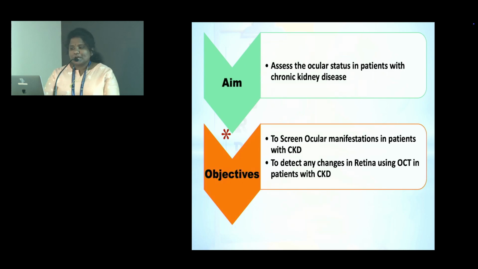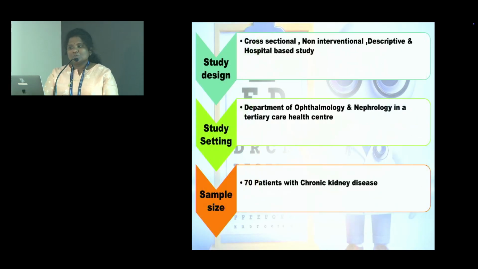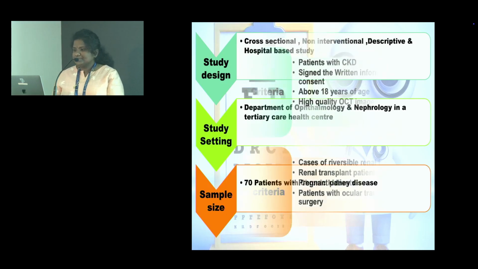Our aim was to assess the ocular status in patients with kidney disease. The objectives were to screen ocular manifestations in patients with CKD and to detect any changes in the retina using OCT in patients with CKD. This was a cross-sectional, non-interventional, descriptive, hospital-based study involving the Department of Ophthalmology and Nephrology in our tertiary care center. The sample size was 70 patients with chronic kidney disease.